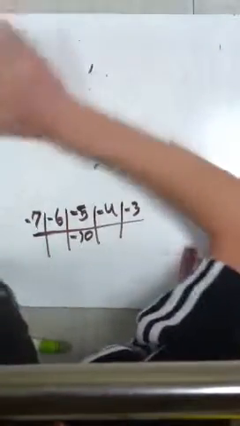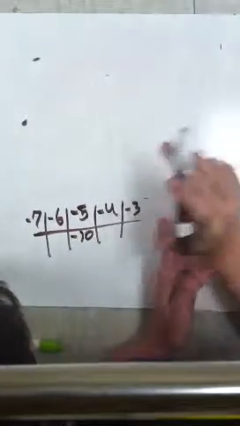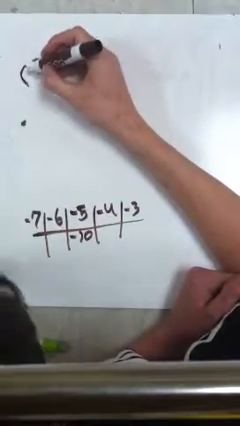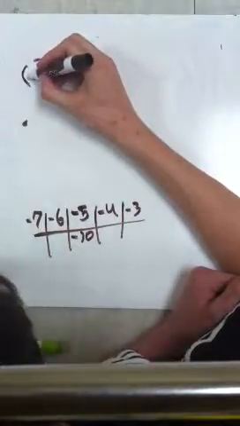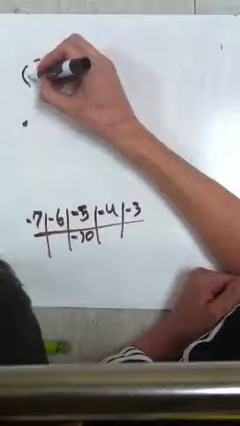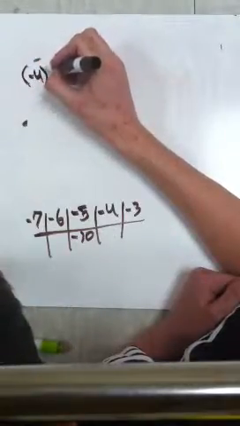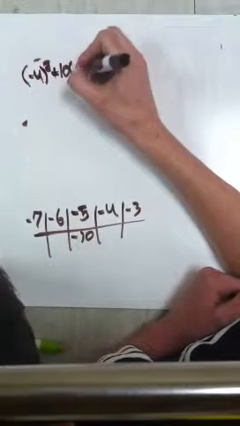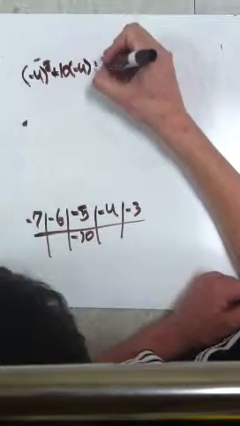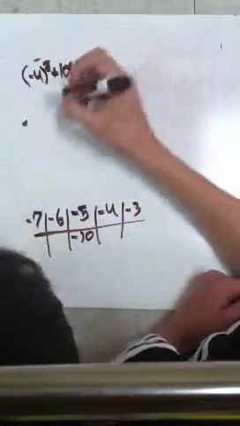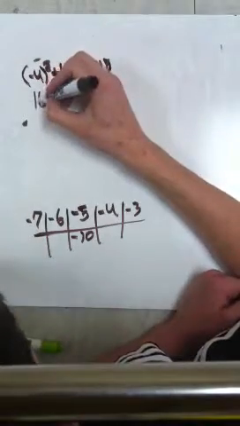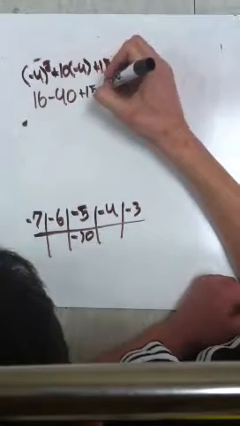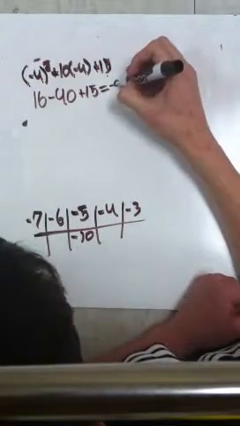And so to get the y values, we're going to use 2 points. So the first one we're going to do is negative 4 squared plus 10 times negative 4 plus 15. And that equals 16 minus 40 plus 15. And that's a negative 9.